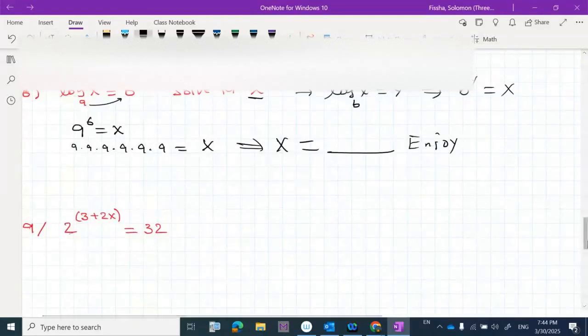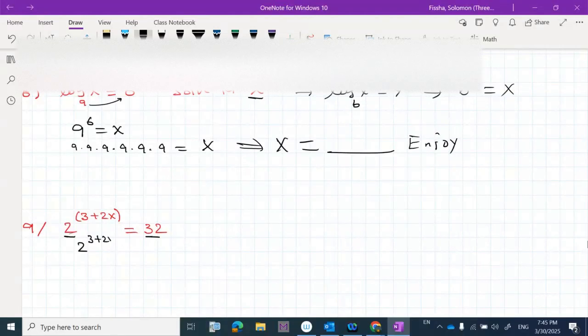So look at this now. This is base 2, and this is 32. So 2 to the power of 3 plus 2x is equal to 32. Whenever you have something like this, you have to bring both sides to the same base. You need to have the same base on both sides of the equality. So just keep the left side as is, 3 plus 2x. Now you have to think about 32; it must be base 2. What exponent will give you 32 for base 2? That's 5, because 2 times 2 times 2 times 2 times 2, 5 times, is 32.